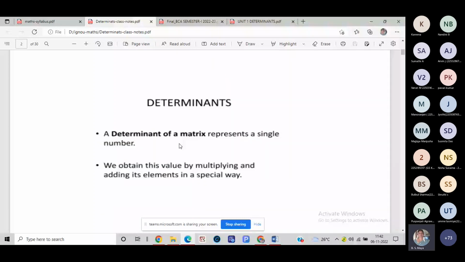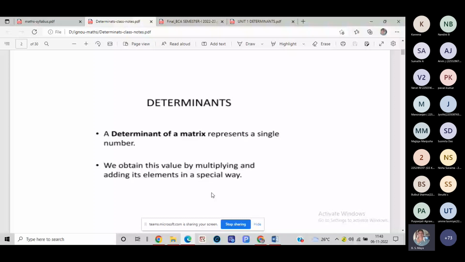See the definitions. A determinant is also a representation of a matrix, represented as a single number. We obtain the value by multiplying or adding its elements in a special way. The special way is a different manner.